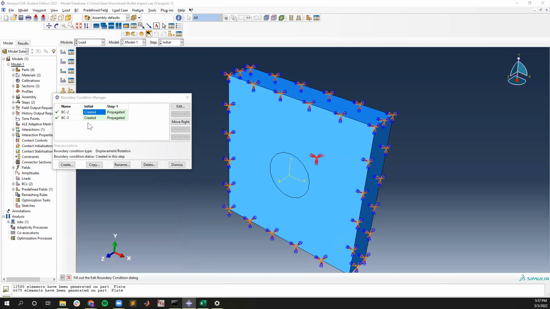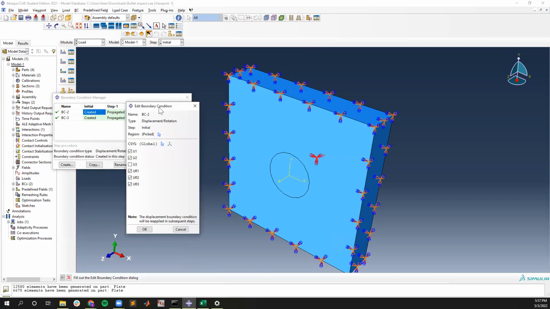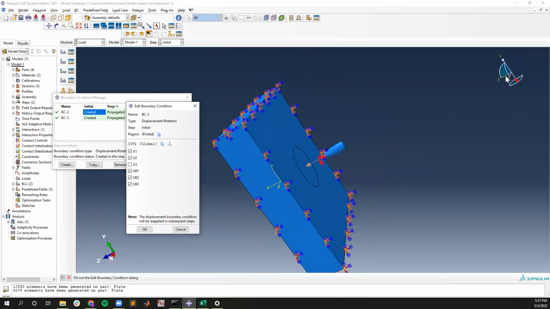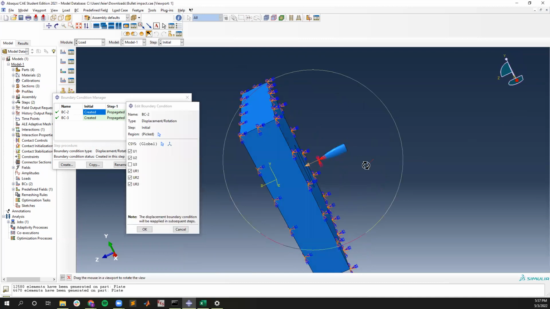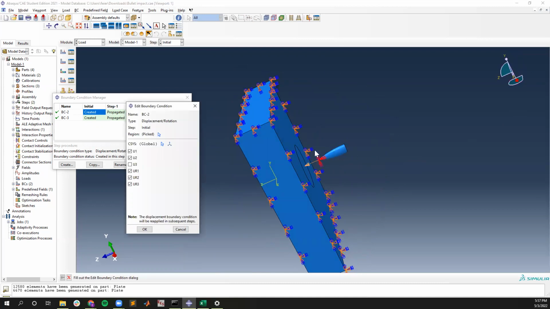Next, I also created a boundary condition shown here, which makes it so the bullet can only travel in the U3 direction, or the Z direction, as shown here. So the bullet can't rotate or travel in the X or Y direction whatsoever, and just hits the plate perpendicularly like it will in real life.